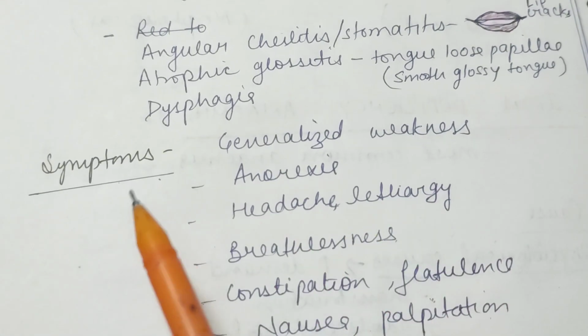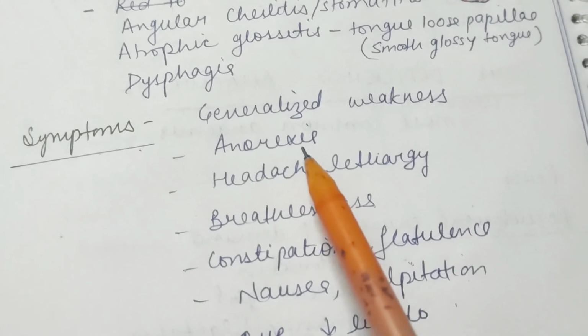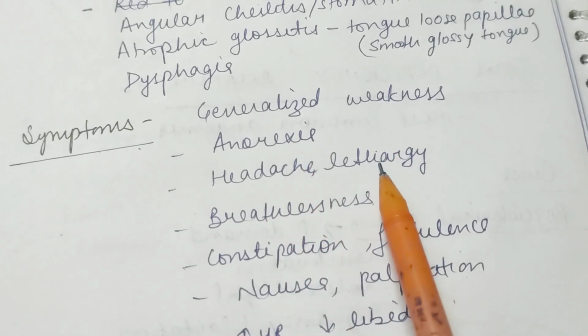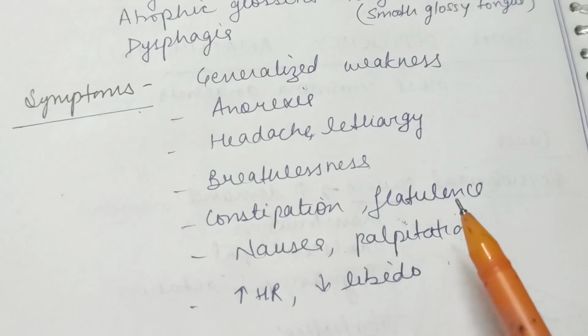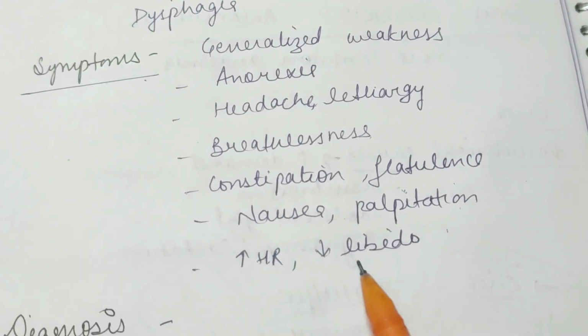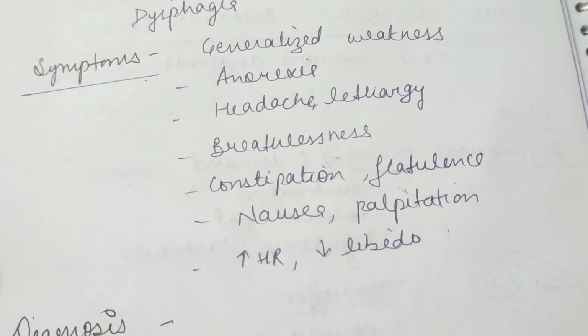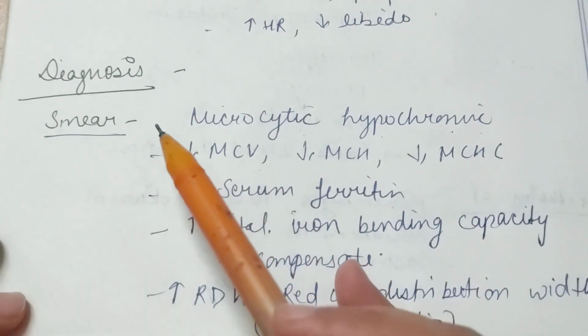Dysphagia can occur. Then symptoms, if we talk about generalized weakness, anorexia, loss of appetite, headache, lethargy, breathlessness, okay, constipation can occur, flatulence can be increased, nausea, palpitation, tachycardia and decreased libido. These are some symptoms which can be there during iron deficiency anemia.